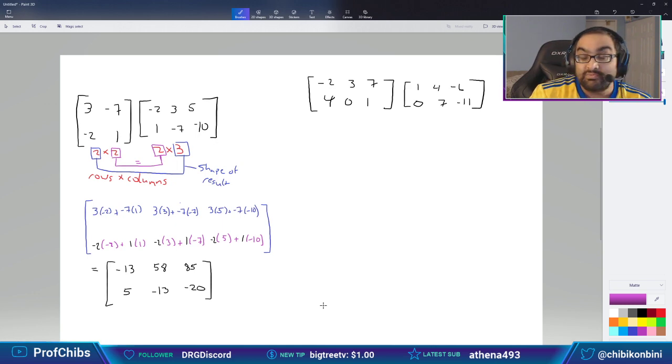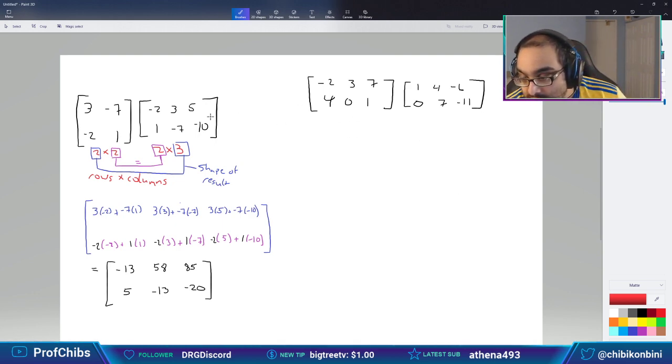Okay, let's multiply these matrices together. All right, so let's see if we can go ahead and do this here. Can anybody tell me, what's the shape of this first matrix? Tell me how many rows and how many columns, ladies and gentlemen. 2 by 3. Sounds good to me.